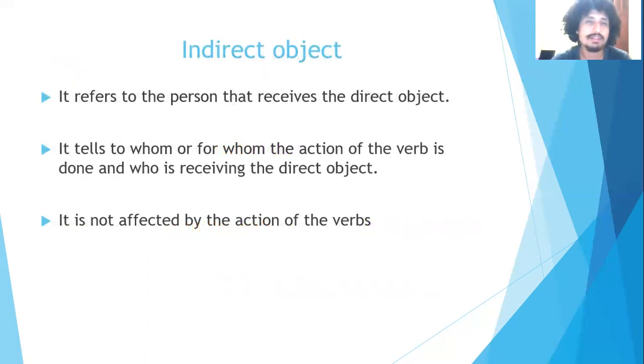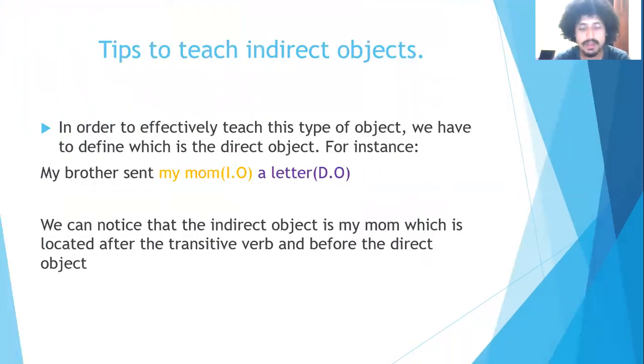On the other hand, indirect object refers to the person that receives the direct object. It tells to whom or for whom the action of the verb is done and who is receiving the direct object. It's not affected by the action of the verb. Some tips to teach indirect objects. In order to effectively teach this type of object, we have to find which is the direct object.